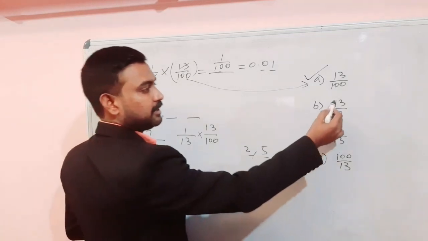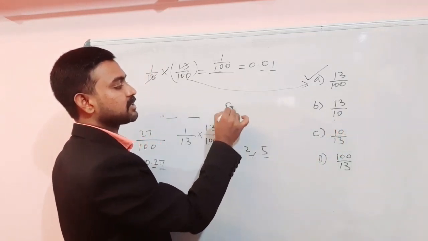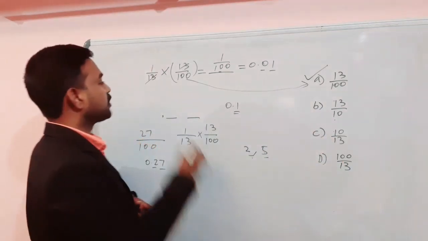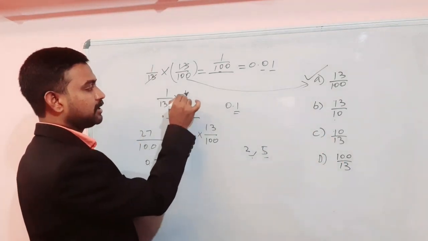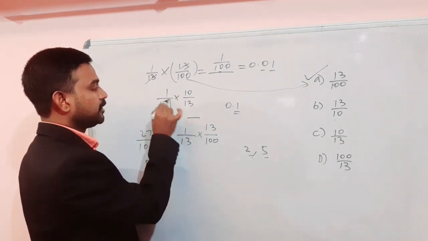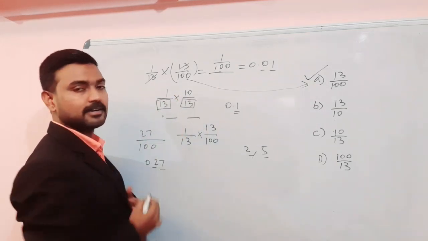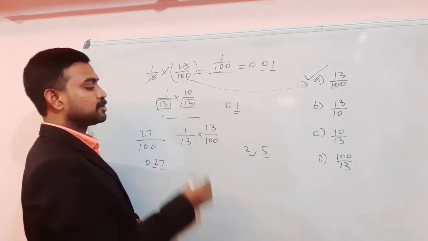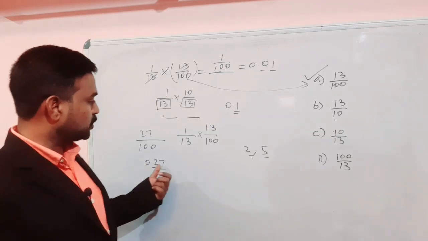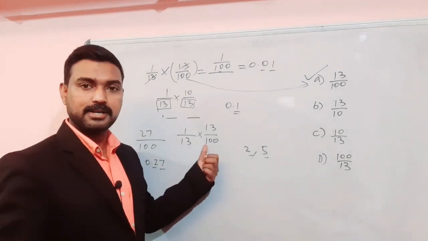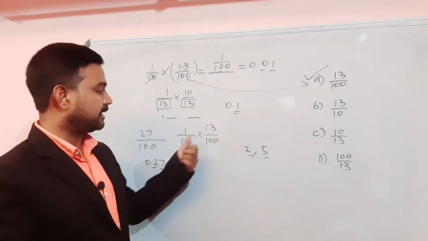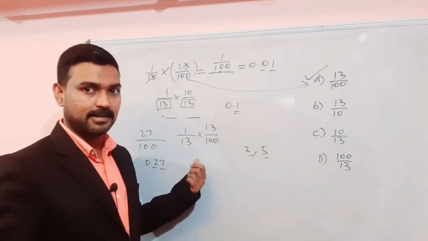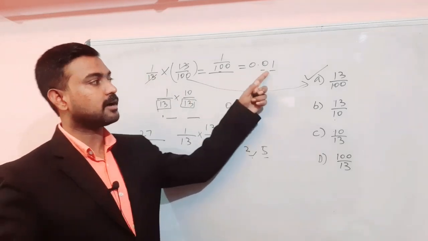What's the problem with the other options? 13 by 10 means the answer will be 0.1, only 1 digit will come. If it is 10 by 13, then multiplying with 1 by 13 again, the denominator will not include 100. If 100 comes, then only it terminates. So we have to understand that to terminate after 2 digits, it should be multiplied with 1 by 100, and to cancel this 13, we want to multiply with 13 also. So the answer is 13 by 100, and our number will terminate after 2 digits.